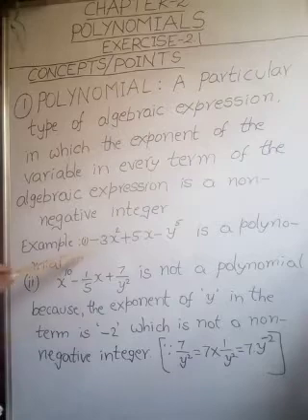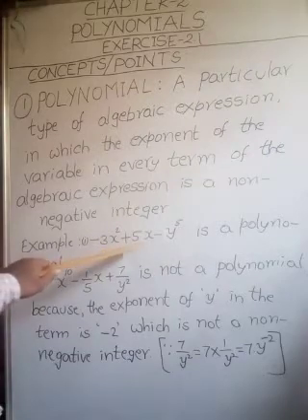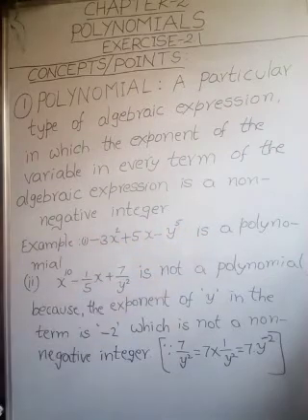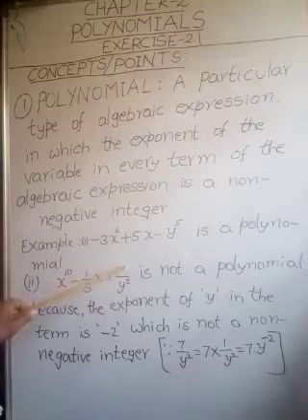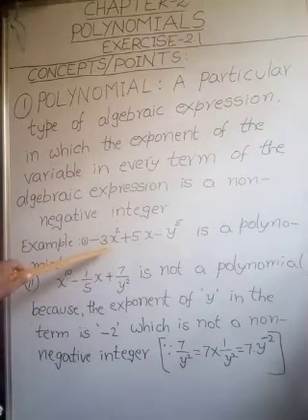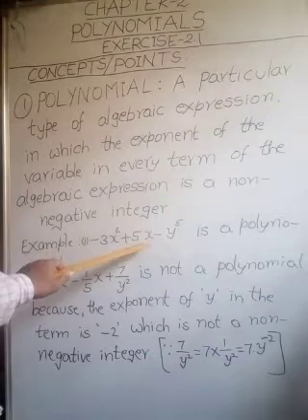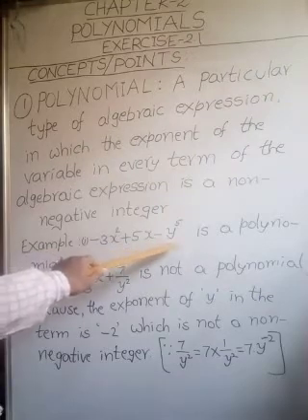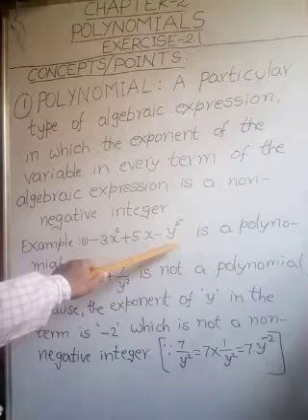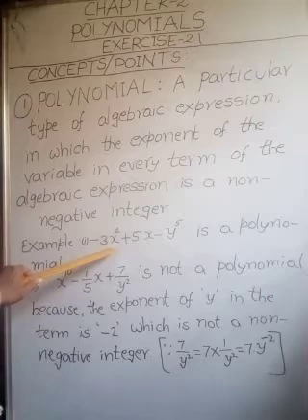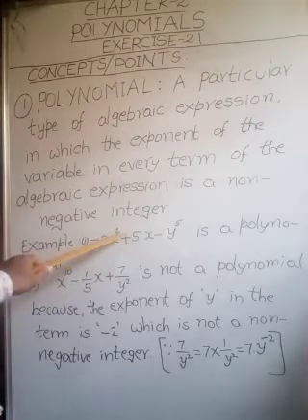See the example, minus 3x square plus 5x minus y power 5. It is a polynomial because how many terms are there? 3 terms are there. Minus 3x square is one term, plus 5x is the second term, minus y to the power of 5 is the third term. In the first term, what is the variable? X. What is the exponent of the variable x? 2. It is a non-negative integer.